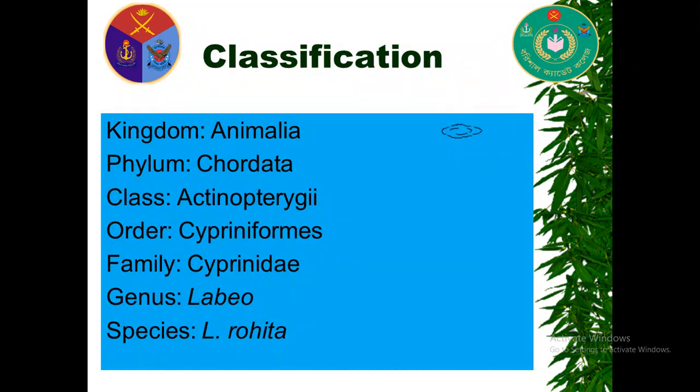Okay, but at first you have to know the classification of Rui fish. I mean, what is its kingdom name, what is its phylum, class, order, family, genus, and species. It is called their systematic position or classification. So at first kingdom, its kingdom is Animalia, phylum Chordata, class Actinopterygii, order Cypriniformes, family Cyprinidae, genus Labeo, species Labeo rohita. So its scientific name is Labeo rohita.